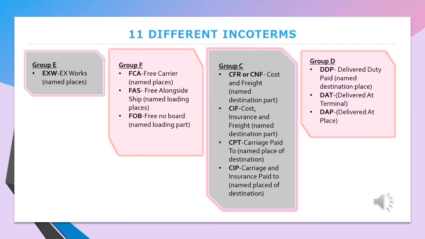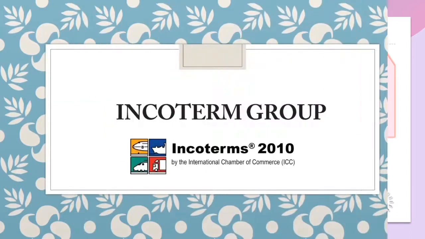The third group includes the C terms, which are cost and freight, carriage paid to, and lastly, carriage and insurance paid to, where the seller has to contract for carriage without assuming the risk of loss or damage to the goods or additional costs due to events occurring after shipment and dispatch. The last one is Group D, which consists of delivered duty paid, delivered at terminal, and delivered at place, whereby the seller has to bear all costs and risks needed to bring the goods to the place of destination.